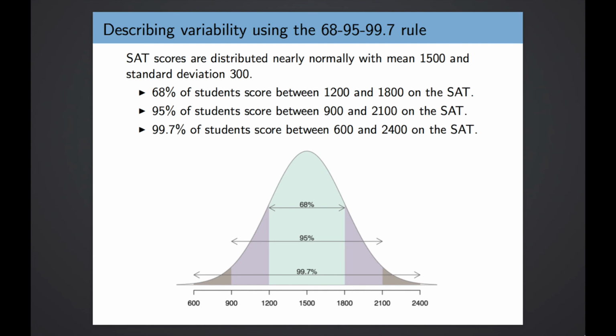In the distribution of SAT scores with a mean of 1,500 and a standard deviation of 300, 68% of students score within one standard deviation of the mean, which means that they score between 1,200 and 1,800 on the SAT. 95% of students fall within two standard deviations of the mean, so that means that they score between 900 and 2,100 on the SAT, and 99.7% of students score between 600 and 2,400 on the SAT, where 600 is 3 standard deviations below the mean, and 2,400 is 3 standard deviations above the mean.